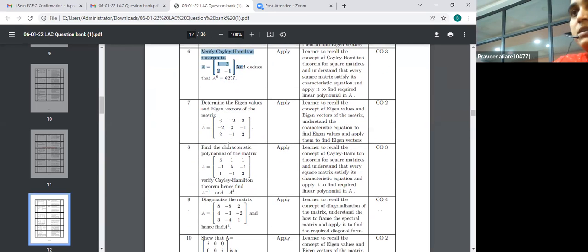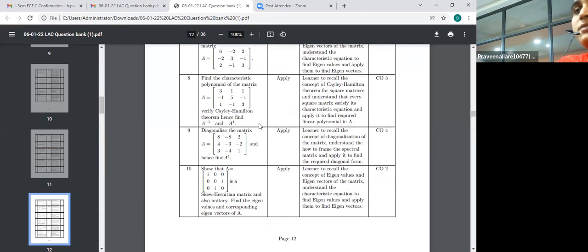Now next, determine the eigenvalues and eigenvectors of the matrix A equal to 6, minus 2, 2, minus 2, 3, minus 1, 2, minus 1, 3. This is a very simple question, it is there in your notebook. And next, for the eighth question, find the characteristic polynomial of the 3 by 3 matrix. Indirectly the question is given as: find the characteristic polynomial of the matrix. Characteristic polynomial means from the determinant of A minus lambda I equal to 0, we get one polynomial.